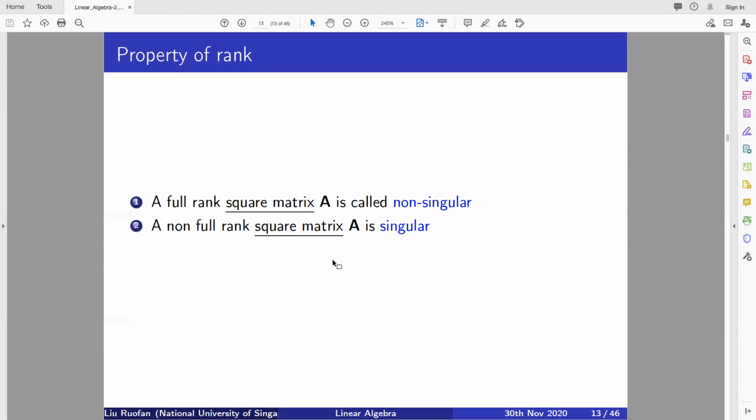A full rank square matrix A has another name called non-singular matrix, and a non-full rank square matrix A is called singular matrix.